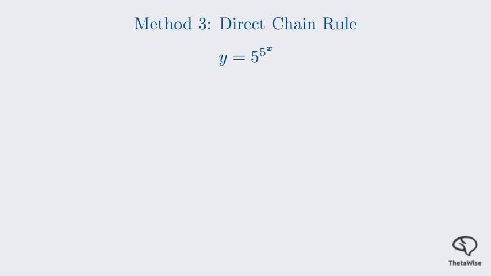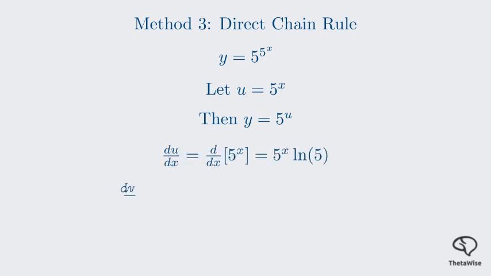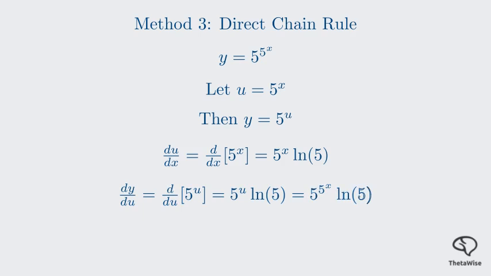This requires us to recognize the function as a composition. We can see the outer function is an exponential, 5 to the power of u, and the inner function, u, is 5 to the power of x. The chain rule states that dy/dx is dy/du times du/dx. The derivative of u with respect to x is 5 to the x ln 5. The derivative of y with respect to u is 5 to the u ln 5. Remember to substitute u back with 5 to the x.